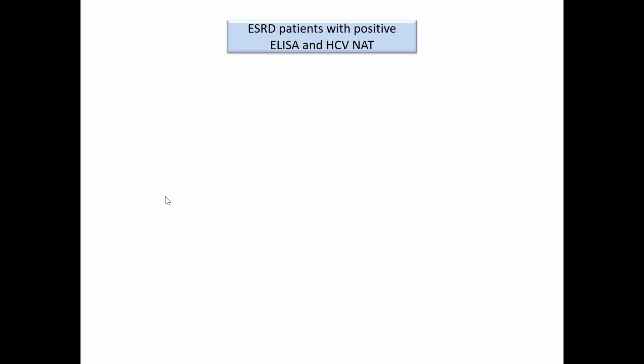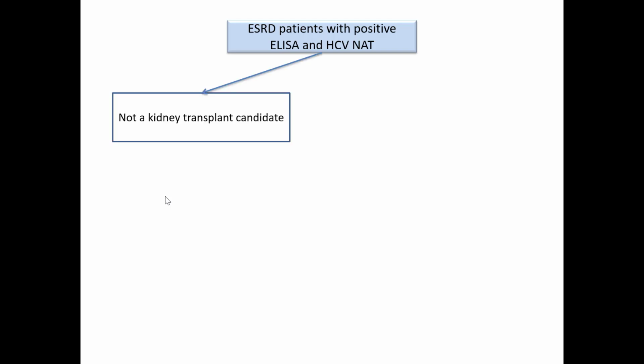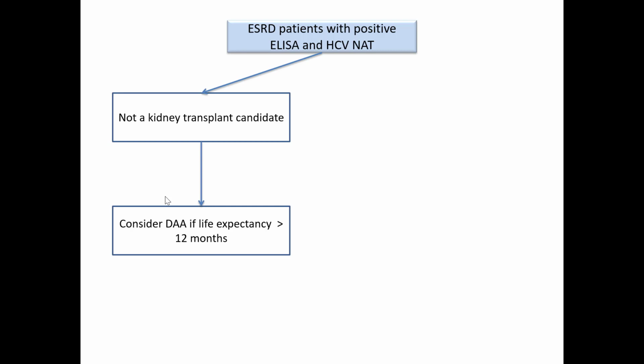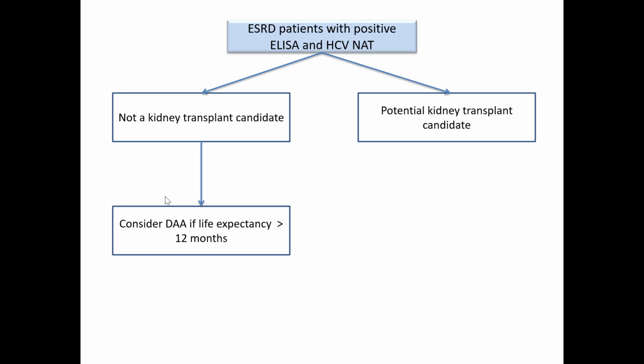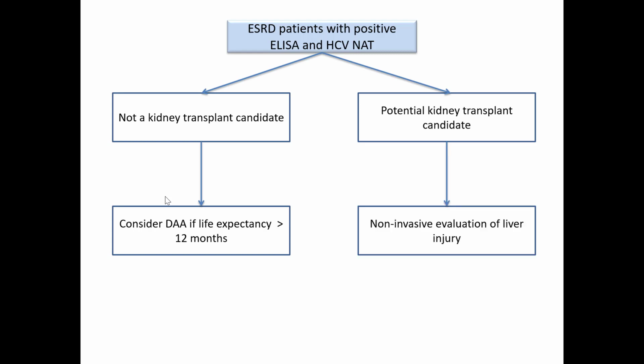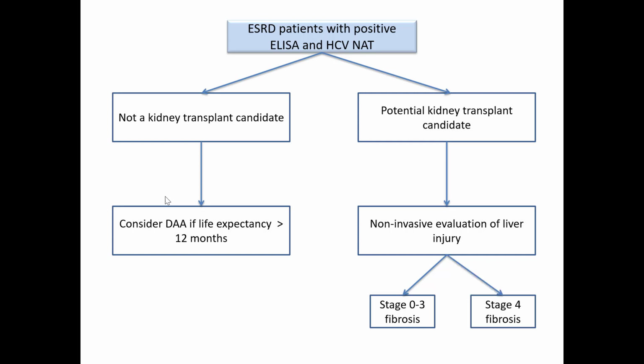If the end-stage renal disease patient has a positive HCV antibody and positive HCV PCR test, and he is not a kidney transplant candidate, then we can consider DAA if the life expectancy is more than 12 months. But on the other hand, if he is considered a potential kidney transplant candidate, then we should proceed to non-invasive evaluation of the liver injury, which might show either stage 0 to 3 fibrosis or stage 4 fibrosis.